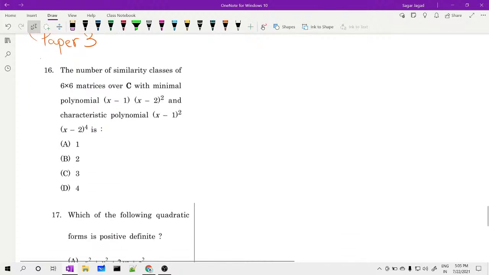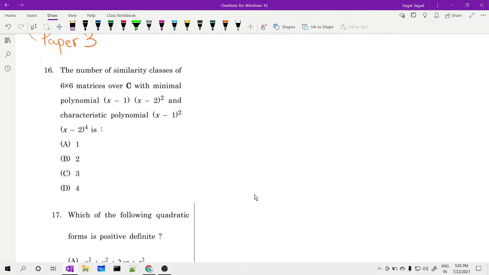Good question. The number of similarity classes of 6 cross 6 matrices over C with the given minimal polynomial and the given characteristic polynomial is going to be one of the difficult questions, my dear friends, because we need to use the Jordan canonical form, I think so. Similarity classes of 6 cross 6 matrices with the minimal polynomial.